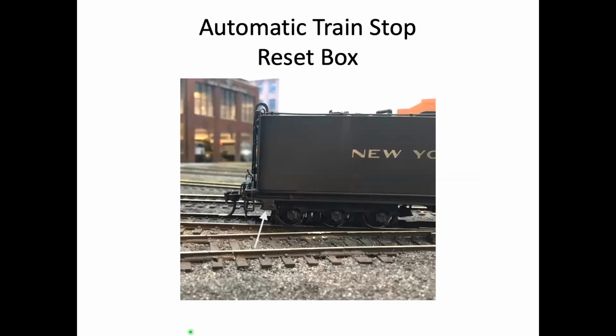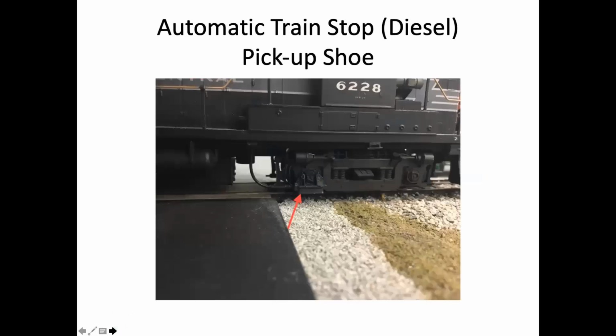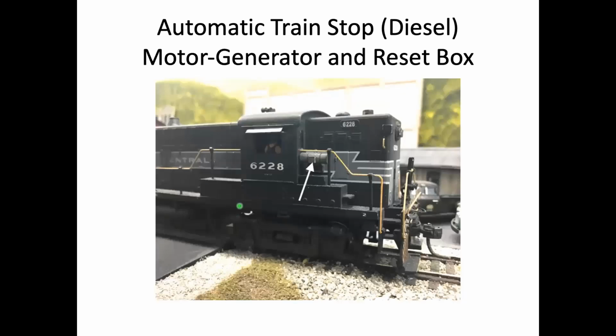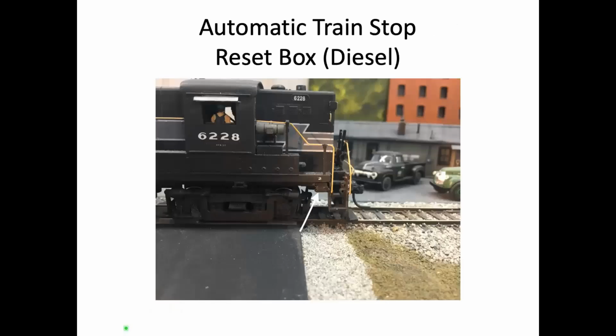On a diesel locomotive, usually you saw the shoe on the lead truck, or the second axle of the lead truck. And on the hood units, also there was a motor generator set to get the working voltage the ATS system required. And it also had a reset box. It would be somewhere on the frame of the locomotive, but those were all there.